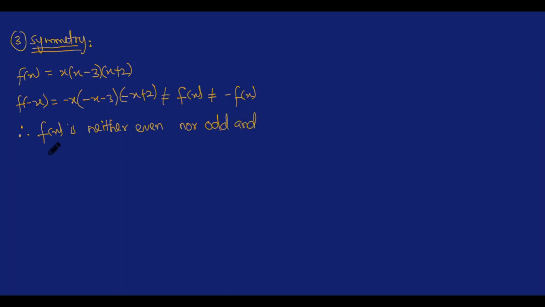and it is not symmetric about the x-axis. So we are not expecting any form of symmetry along the x-axis. So the next point is to find our stationary points.